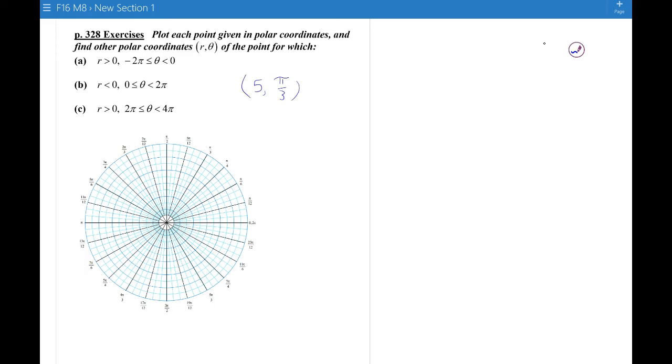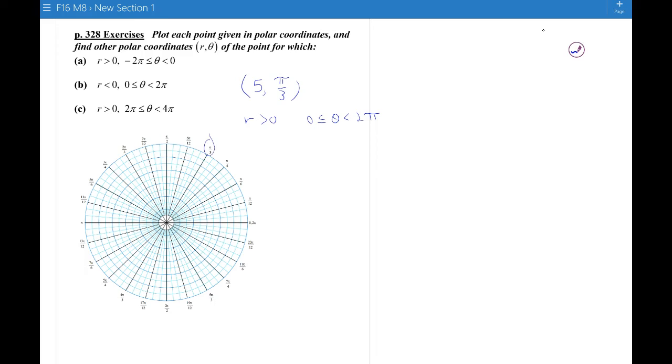Okay, so this is the convention of how we write the point in the simplest form, where the r is positive and the theta is between 0 and 2 pi. That's going to be the simplest way to write a point in polar coordinates. But so that we're sure about that, how do we write it other ways, let's go ahead and plot the point (5, pi over 3).